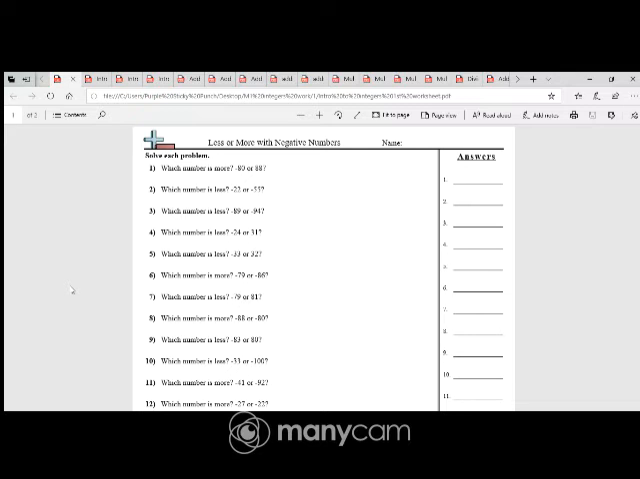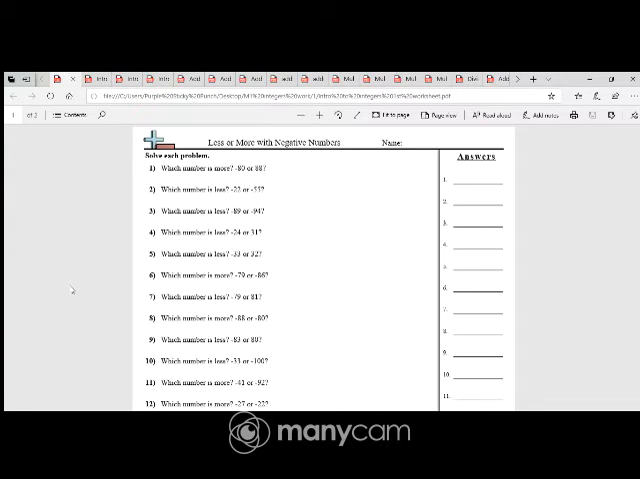Which number is more, negative 80 or 88? So which is the bigger number, right? We went through a couple lessons. So is negative 80 or 88 bigger? All right, which is less? Negative 22 or negative 55.